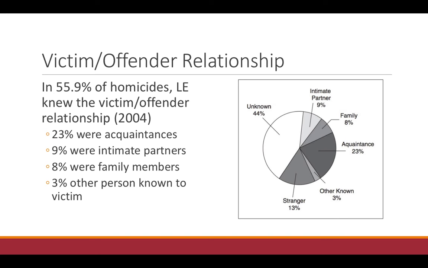Another thing we can look at is victim-offender relationships. And in more than half of homicides, law enforcement knew the victim-offender relationship. But again, this leaves almost half of homicides where we don't know the victim-offender relationship. But in most cases, the victim and offender are known to each other. So 23% were acquaintances, 9% were intimate partners, 8% were family members, and another 3% were known to the victim.